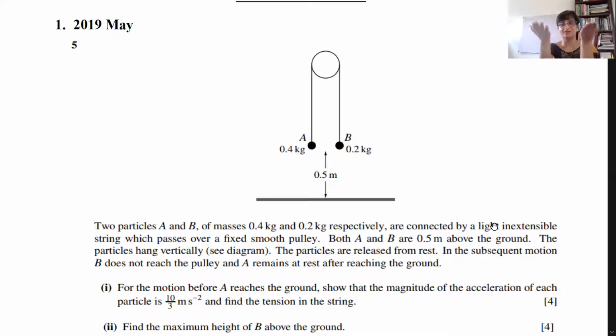If it is balanced, they will not start to move in the first place, right? They start to move because there is an unbalanced force. And an unbalanced force means the motion is acceleration. So the same acceleration with which A comes down, B will go up.